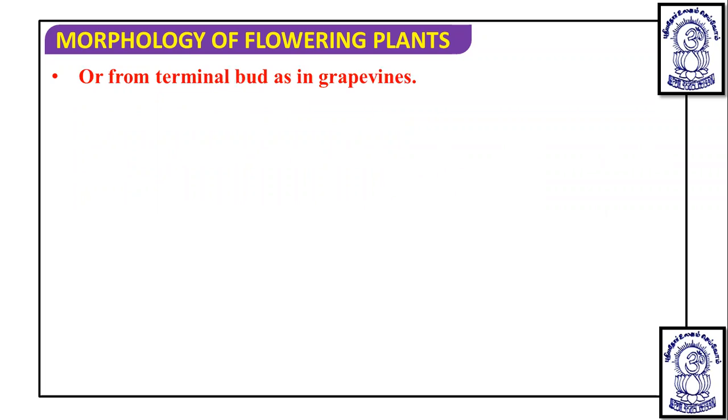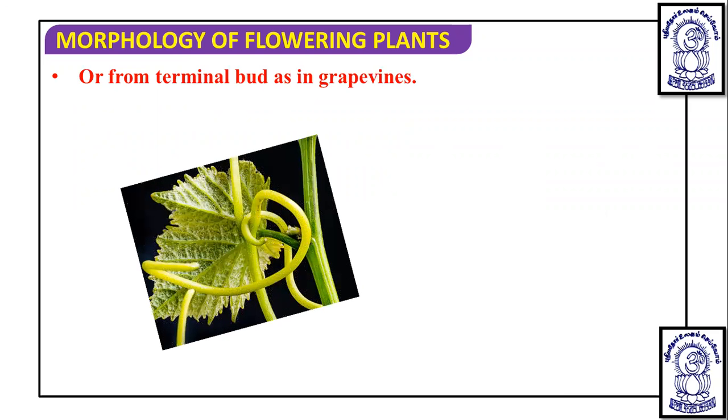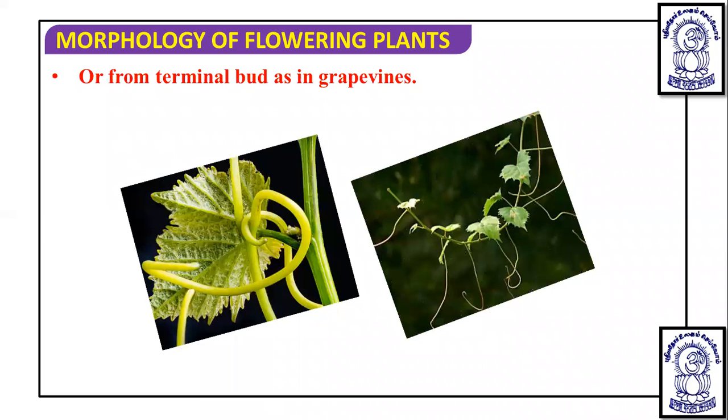But the terminal bud or apical bud also can form a tendrils, as in case of grapevines. You can see in these grapevines also some tendrils are seen that are from the terminal bud. Means tendril can arise from both terminal bud as well as axillary bud.